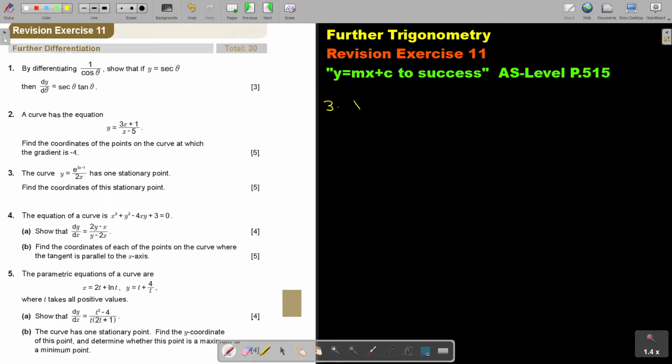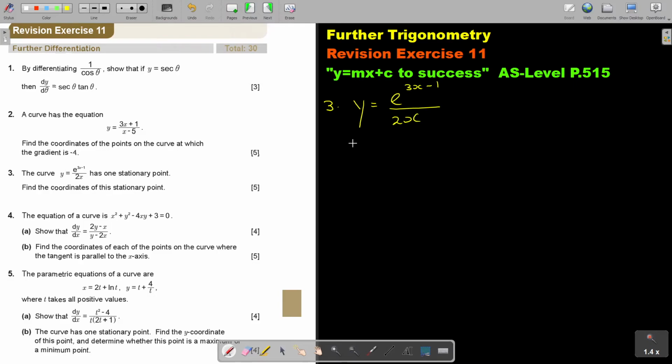The curve, and I always like to write it down, and now it's an e function, okay, so it's going to be 2x minus, no, it's 3x minus 1 over 2x, has one stationary point. Find the coordinates of this stationary point. Okay, stationary points: dy over dx is equal to 0. But before I do anything, I have to differentiate. And this is the quotient rule again.